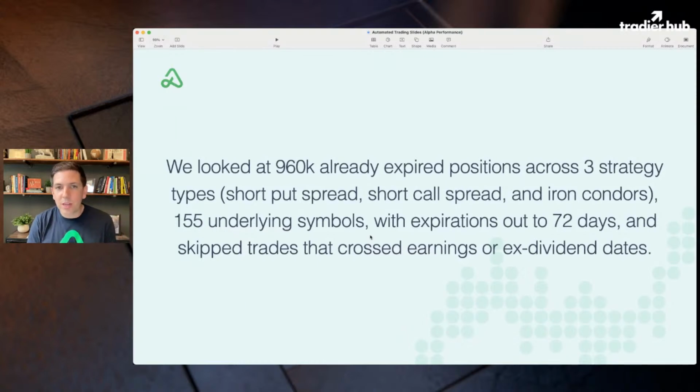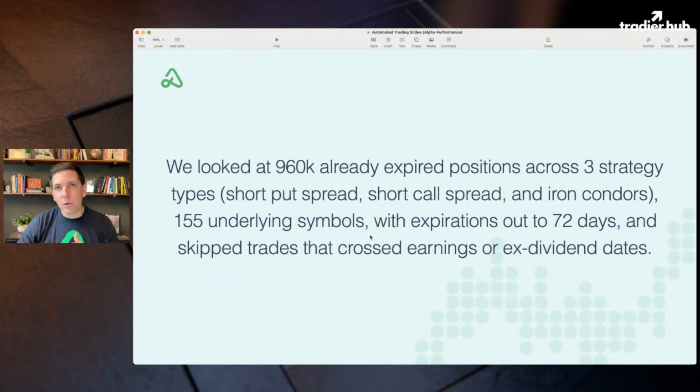So short call spreads, short put spreads, and iron condors. Those are the main ones we trade in Trade Ideas anyway. We did 155 underlying symbols. So we did all of the ETFs that we support and then all of the different stock symbols that we support. So we had quite the mix of potential ticker symbols, and this gave us a wide breadth.